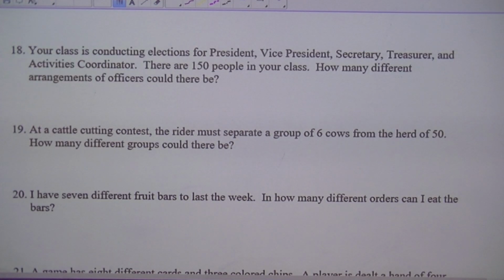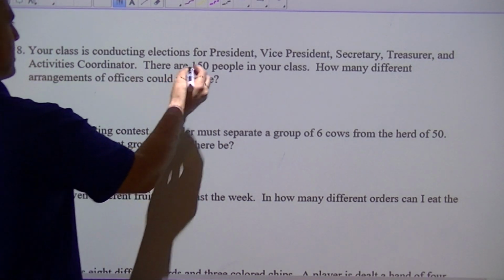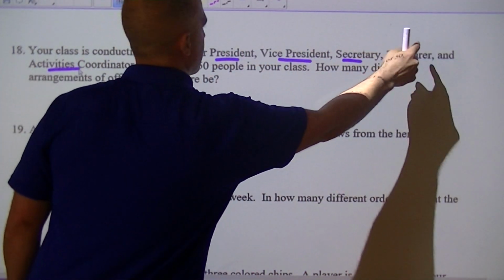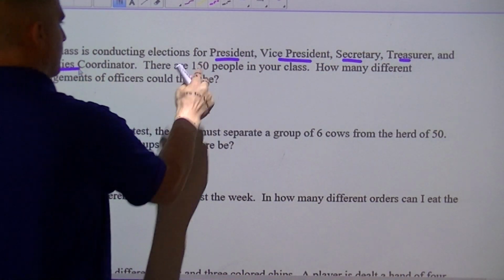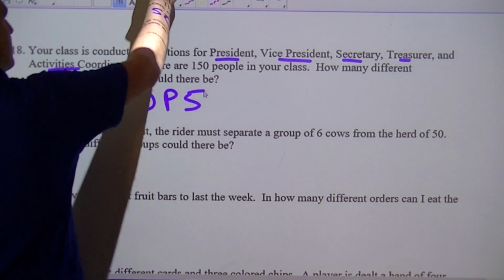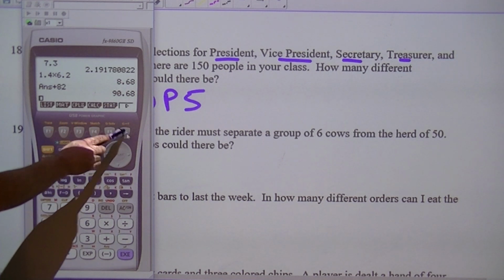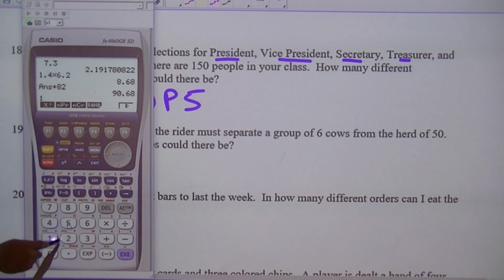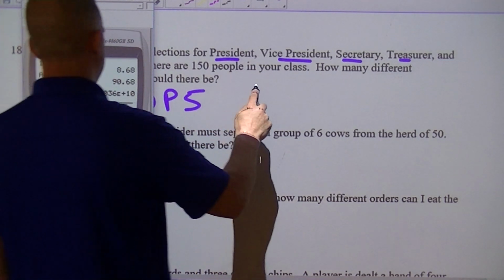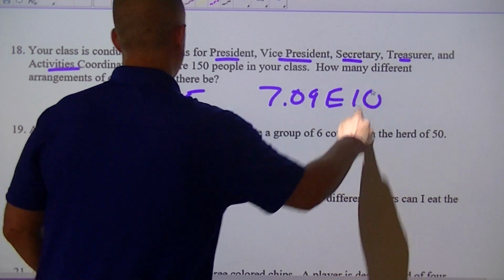Question 18. Combinations, permutations. We went over this in class. The big thing here, these are titles. So you got 1, 2, 3, 4, 5 titles from 150 people. Since it's a title, it would be a permutation. Get the permutation by option, scroll, prob, 150. I hit this button, then 5. So 7.09 E10.